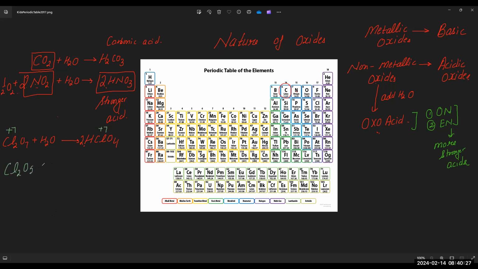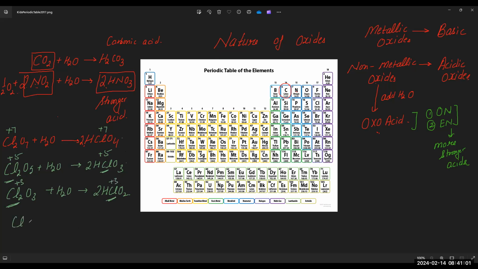Cl2O5, add water. You will get the next acid, HClO3. Perchloric acid, chloric acid. You take Cl2O3, add water. You will get 2HClO2, chlorous acid. Here this chlorine is +5. This chlorine is also +5. Here this chlorine is +3. This chlorine is also +3.